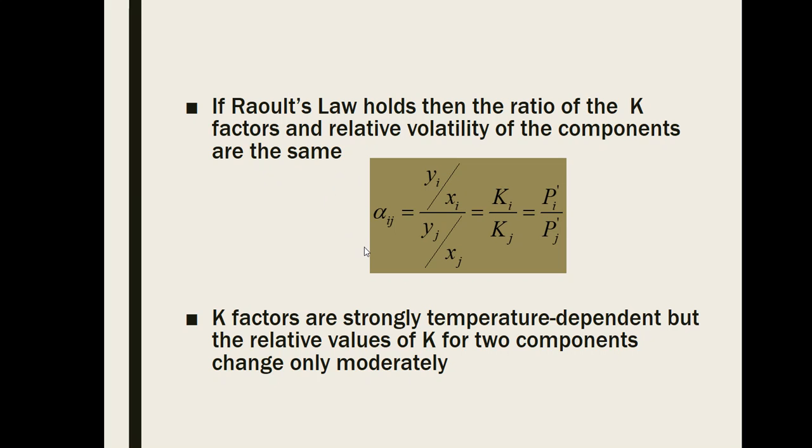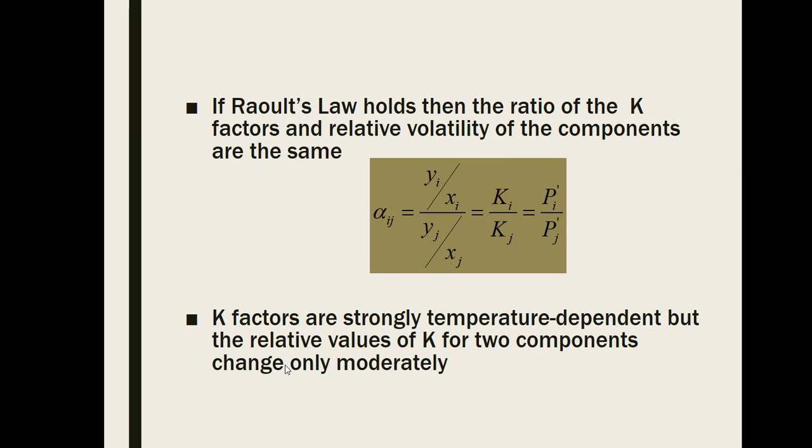What do we mean by this? So this is the K factor ratio. On top is in terms of component i, in the denominator in terms of component j, and relative volatility. So relative volatility could be equated to the ratio of the distribution coefficients K. Okay, this y and this x came from the formula of the distribution coefficient.